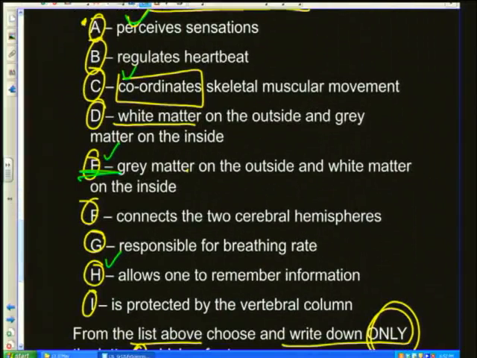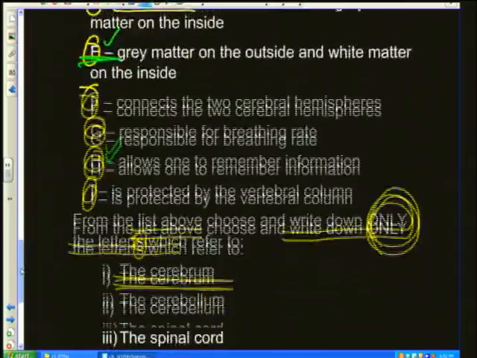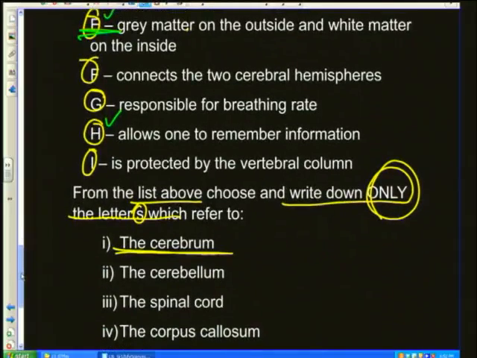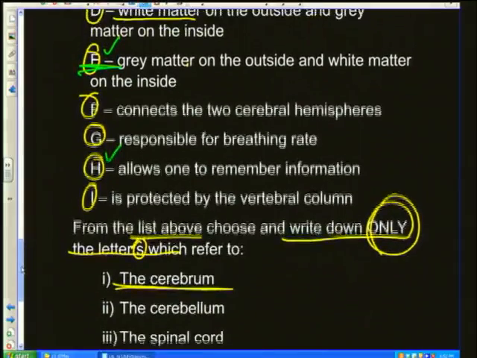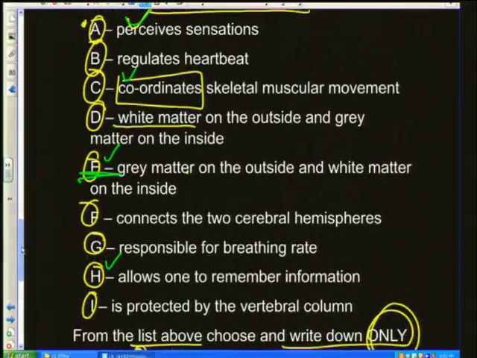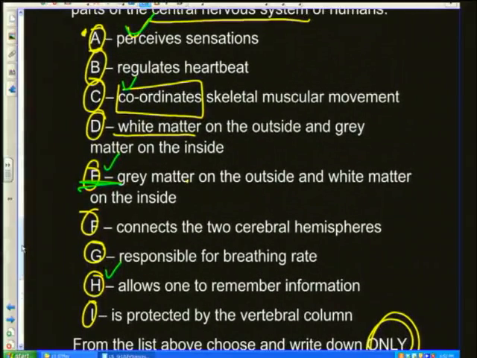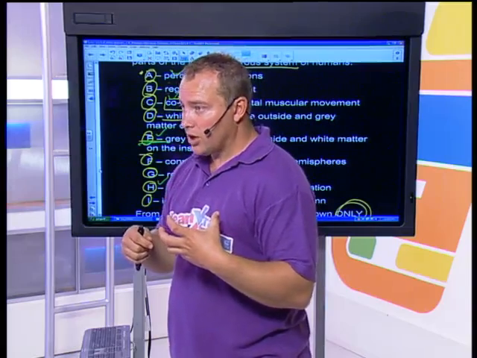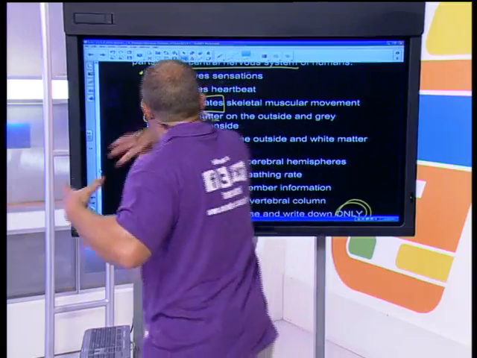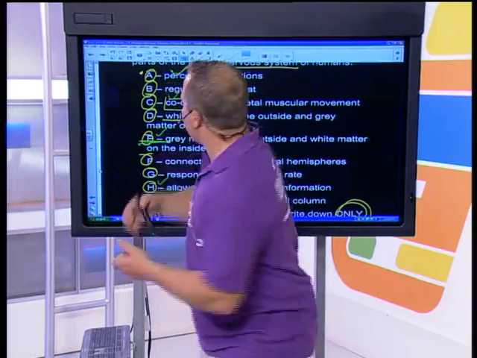Let's see how good Looney is. Looney, the spinal cord. Which ones would it be? Does the spinal cord sense things? Yes. Does it perceive sensation? No. Good girl. Now, perfect.